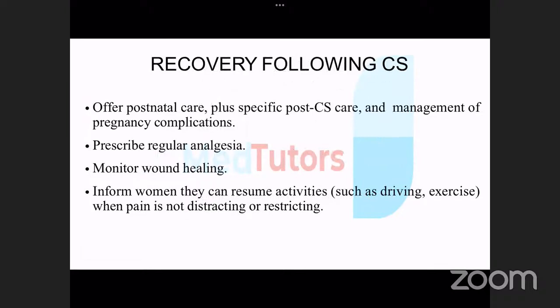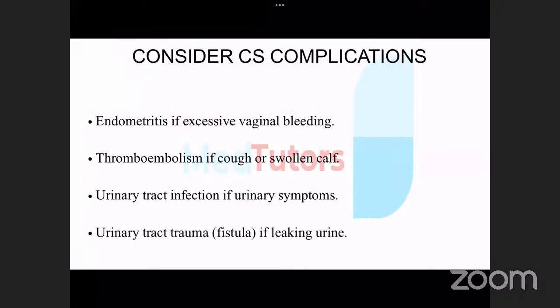Follow-up recovery following CS. Of course, offer postnatal care and specific post-op care and management of the pregnancy complications, prescribe analgesia, monitor wound healing, and inform woman when she can reduce her normal activities when pain is not distracting or restricting. Next slide. I think we're almost done. What are the complications? This includes endometritis, thromboembolism, urinary tract infections, urinary tract trauma, including fistula, if there's leakage of urine. Next slide.